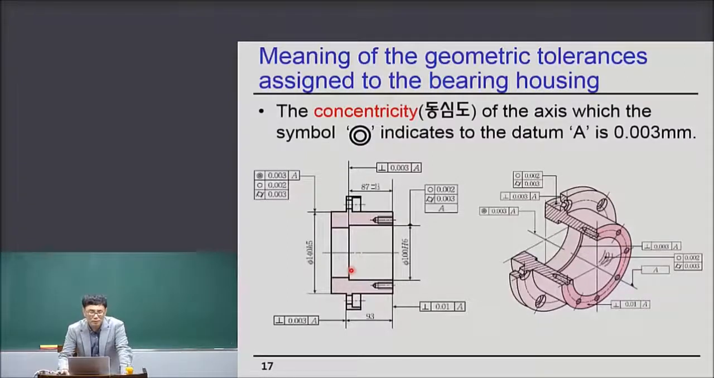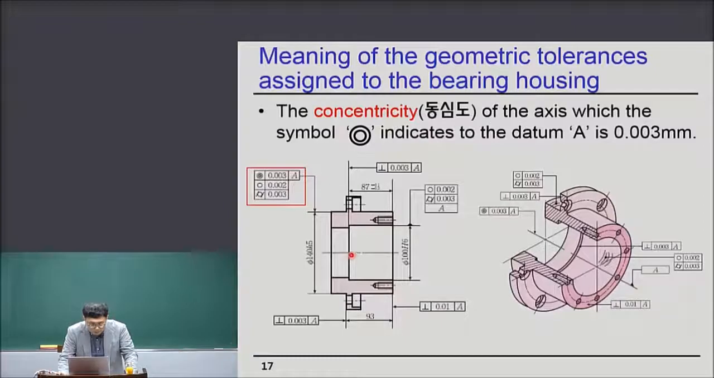And the last geometric tolerance assigned to the bearing housing is the concentricity of the axis. The symbol here indicates the datum A is 0.003. So this is the roundness and cylindricity, and this is the concentricity. Concentricity to A. A is 3 micron.